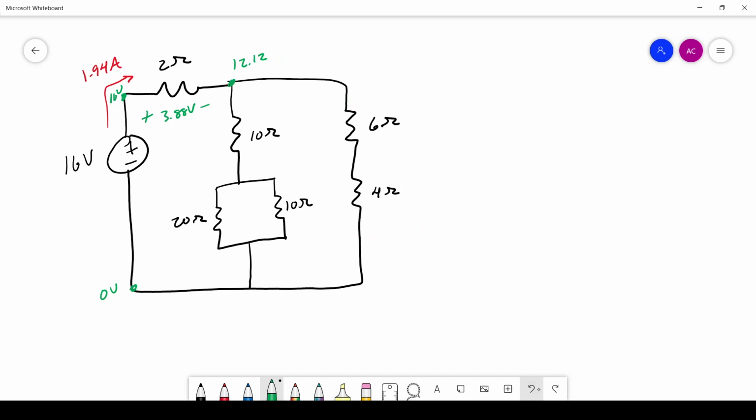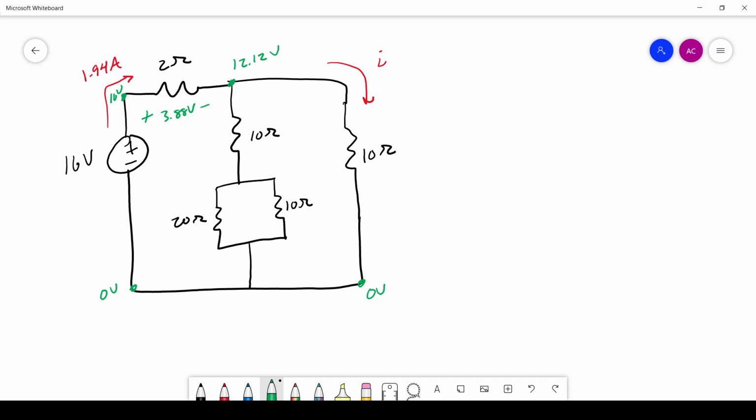Okay, so I'm just going to go ahead and erase it right here for now. We can call this just a 10 ohm resistor, because we have a 6 ohm resistor and a 4 ohm resistor in series. That's the same thing as a single 10 ohm resistor. And if we have 12.12 volts here, and 0 volts down here at the bottom, the potential difference across that series resistor is 12.12 volts.